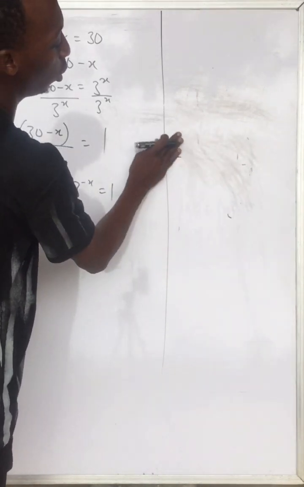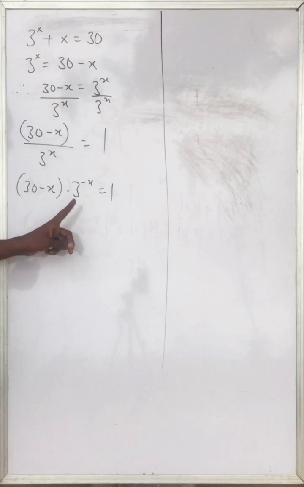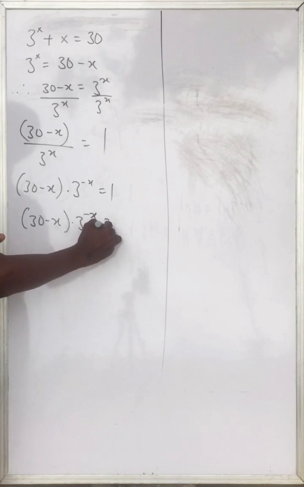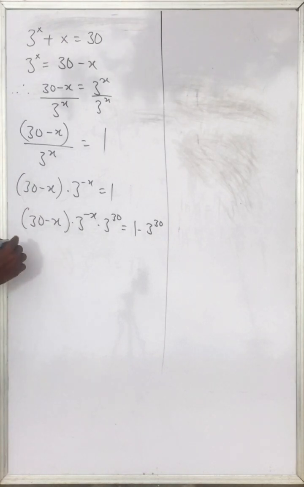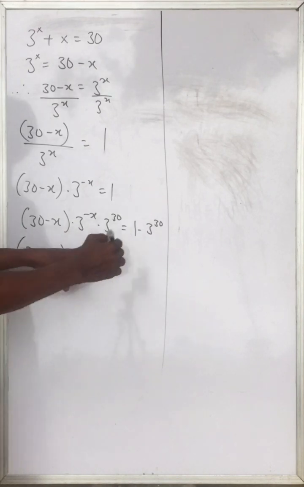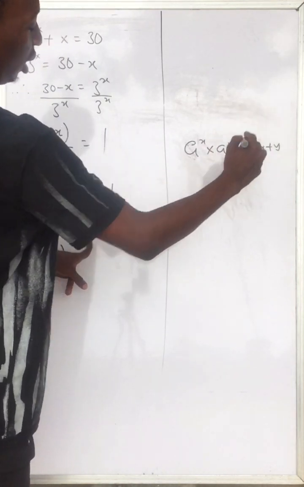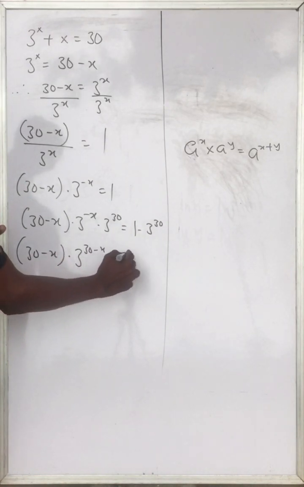Now, knowing this fully, what next can I do with this problem? Remember, I'm working towards a function. Let me multiply both sides by 3^30. Multiplying both sides by 3^30 gives me (30 minus x) times 3^(-x) times 3^30 equals 1 times 3^30. Are you with me now? Applying the multiplication law of indices, a^x times a^y becomes a^(x+y). Applying it here, you end up having (30 minus x) times 3^(30 minus x) equals 3^30.